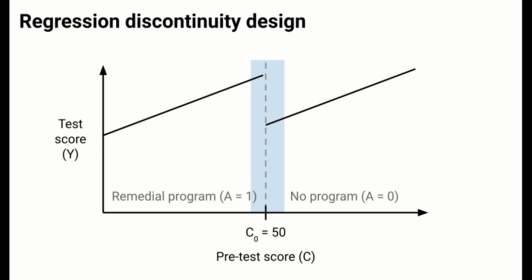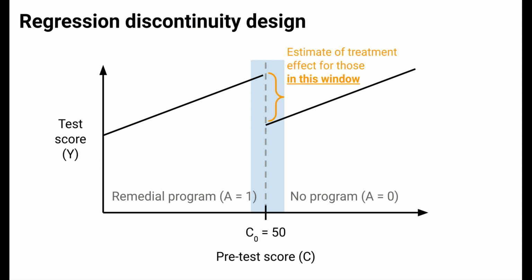In a small region around the cutoff score of 50, the pre-test scores are essentially indistinguishable in terms of student ability. For example, a score of 49 likely represents no real difference in ability than a score of 51, but the student with a 49 goes through the remedial program, while the student with a 51 does not.